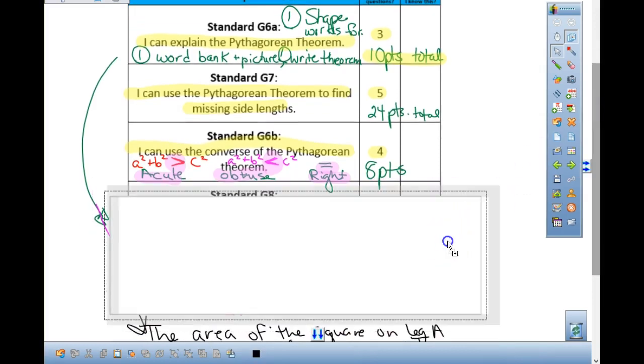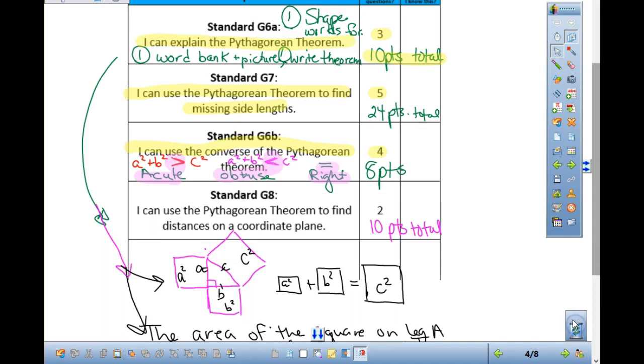And then the last standard that we are going to be taking a look at on the test is that I can use the Pythagorean theorem to find distance in a coordinate plane, B7, right? 2 questions, 10 points.